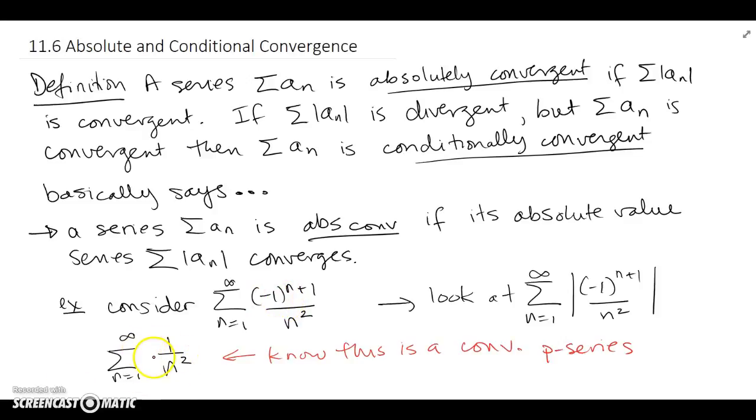And we know that this guy is a convergent p-series. So we can conclude that the original series I started with absolutely converges, because when I took its absolute values, it ended up being a series that converges. So it basically said this right here: I look at the series and pretend all the terms are positive, and if that converges, then I can automatically conclude that it's absolutely convergent.